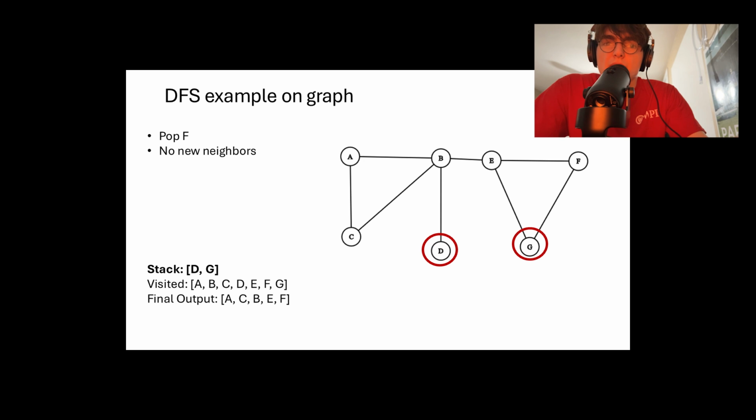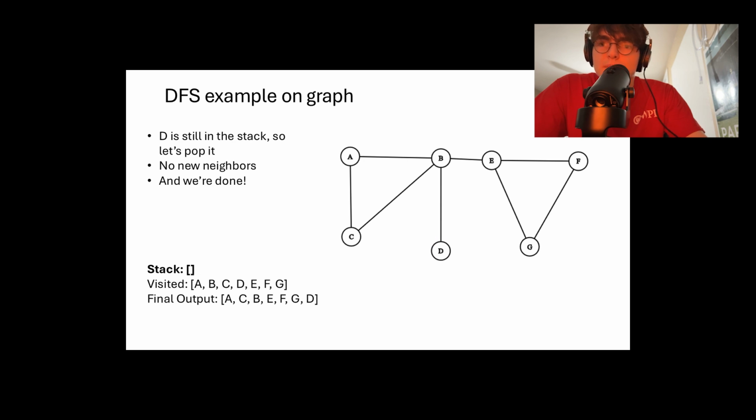And then we pop F. No new neighbors. Let's backtrack. Then we pop G. And now only D is in the stack. And then we pop it and we're done.